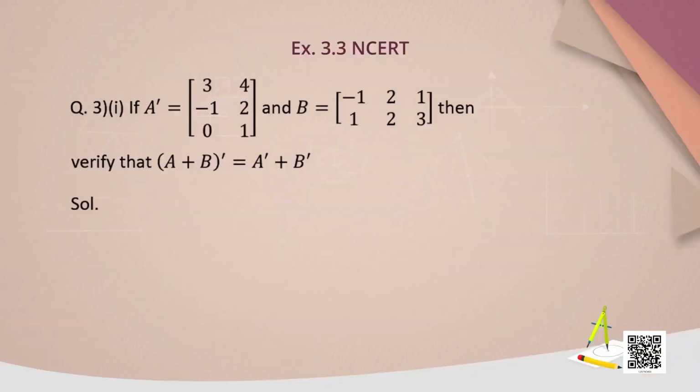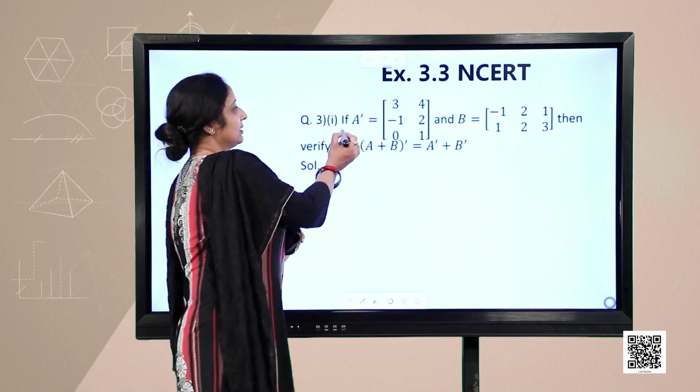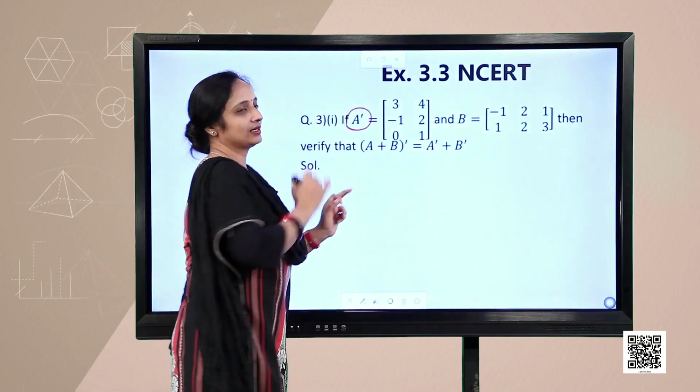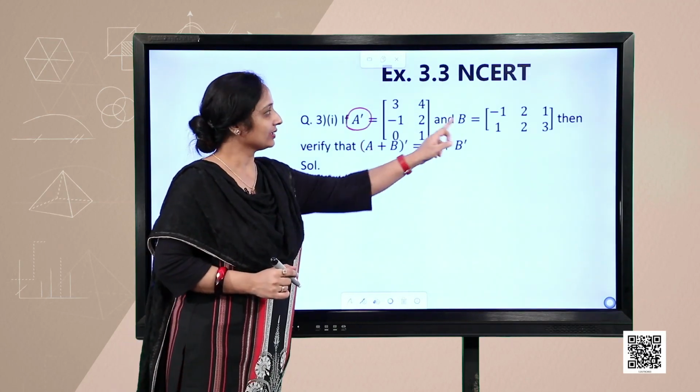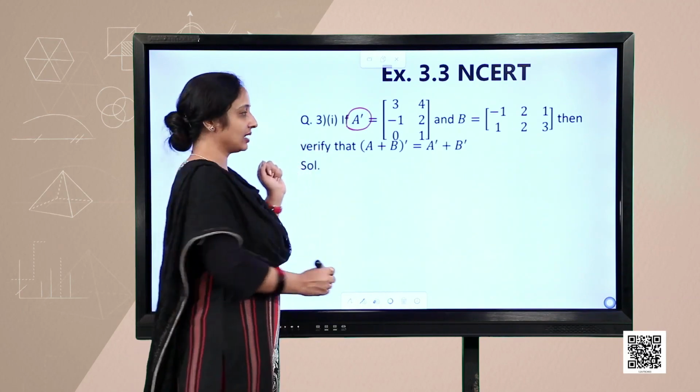Let us solve a few questions of NCERT. This is question number 3 part 1, exercise 3.3 of NCERT. The question is, you are given A transpose. Mind it, this is A transpose, not A. You are given matrix B and you are supposed to verify this property. So, how will you start?